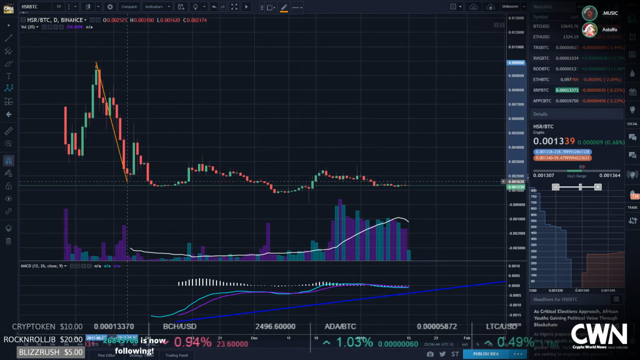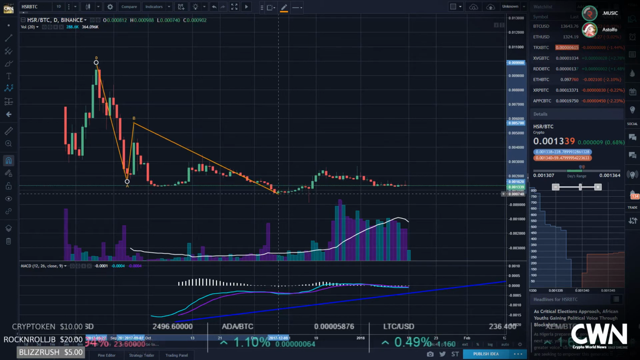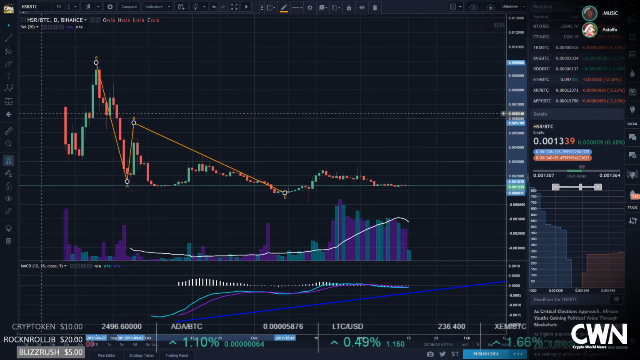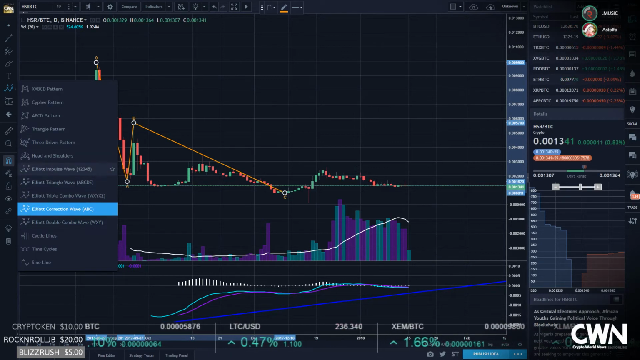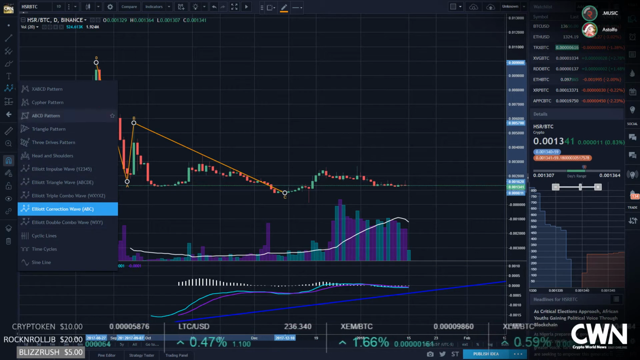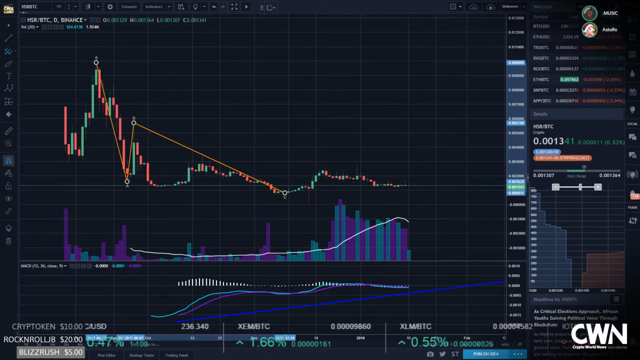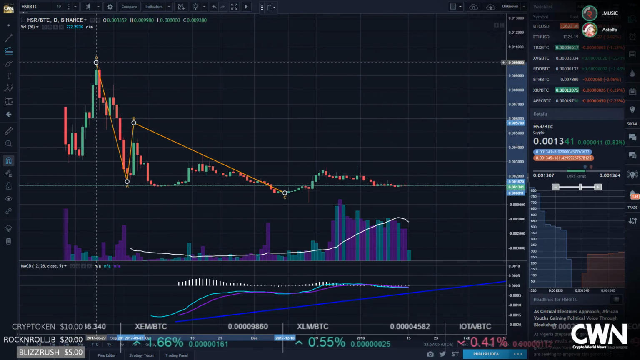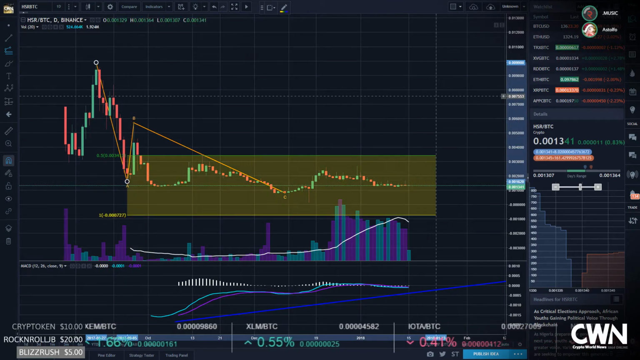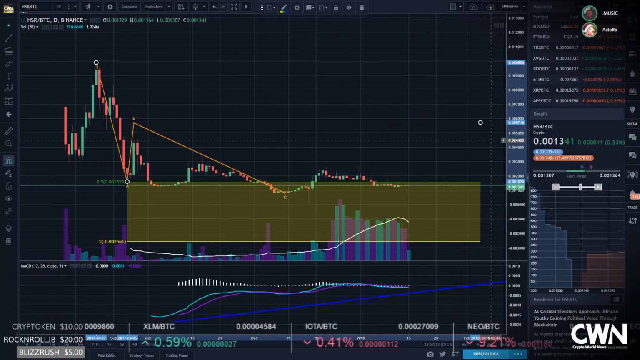Here's our impulsive 5-wave down for A. Here's our B. Here's our long C wave flat. If we pull a projection, it kind of looks like 50% to me. Grab our A wave, project it from the top of our B wave. Yep, about 50%, right in the zone there.